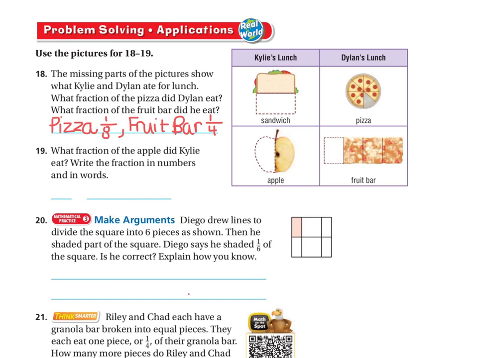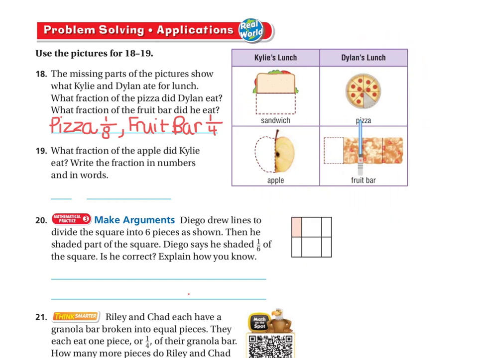Here is the answer to number 18. Jump ahead now if you have this answer. The question in number 18 wants to know about the fraction of the pizza Dylan ate. So we don't want to know about Kylie right now. We're just focused on Dylan.